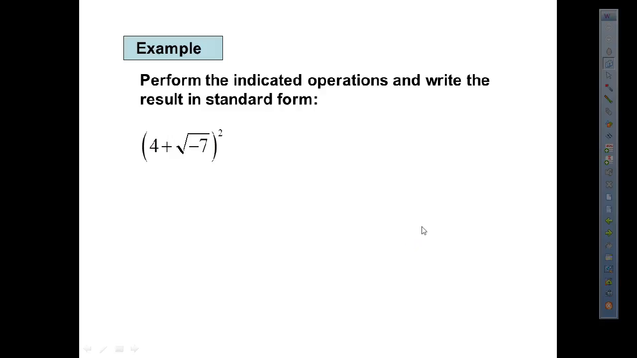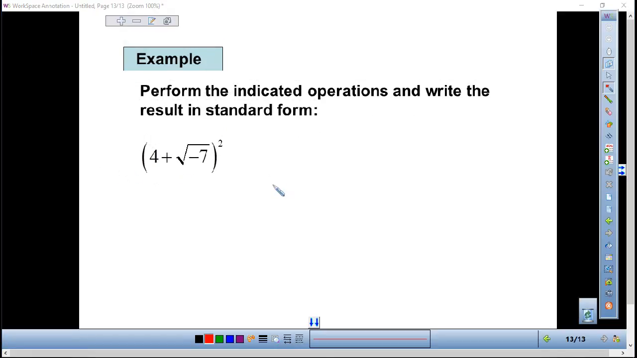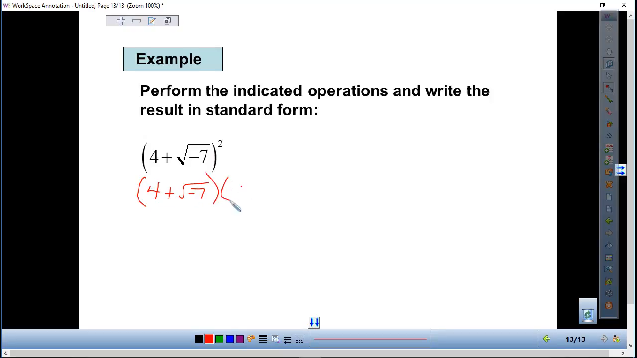All right, so let's do this one. If we're going to square this thing, with a problem like this, guys, it's a lot easier to just go ahead and write it out, because you do have to FOIL it. A lot of people will forget this, and they'll just try to square the first and square the second. This will keep you from doing that.